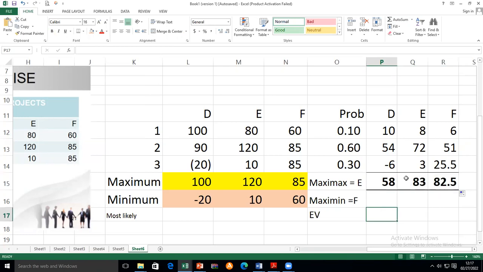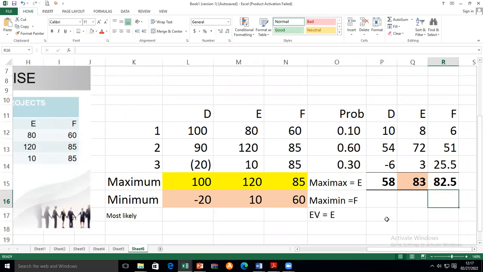So which one has got the highest expected value? E. So if we go by the expected value, we are going to choose that one. That's the highest that we have. That's what we'll go for.